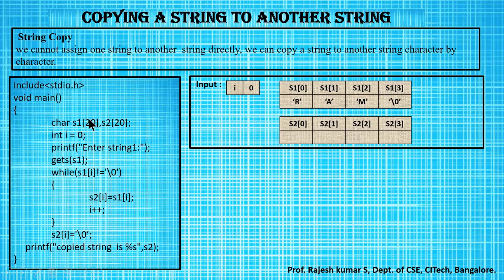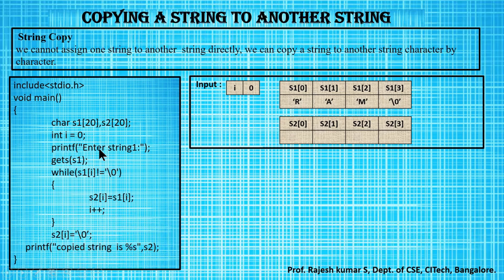So I've written S1 of 20, S2 of 20. The character size I've taken as 20, but here we are storing only 3 values. By default, a null value gets added since it is a string. Then we are using a variable I is equal to 0. As I have already told you, we use I is equal to 0 because an array starts with 0. By using this variable, I'll be accessing the first value, second value, third value, like that. So we are initializing I value to 0.